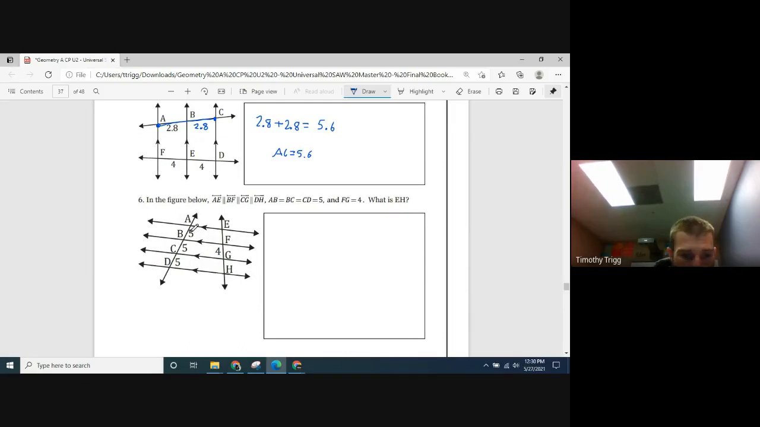This one's similar. Notice these are all 5s, 5, 5, 5. So that means these will all be the same as well. 4, 4, 4. So if these are all the same, then these will all be the same, as long as these are parallel across. Then it asks, what's the distance from E to H? So from E to H, what's that distance? Well, that would be 4 plus 4 plus 4. Well, that's 12.